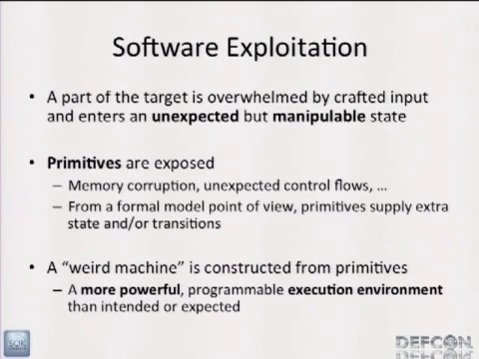So a part of the target is overwhelmed by, say, an input you manage to send to it, and it enters an unexpected but reliably manipulable state. So if you're thinking of Turing machines or finite automata or any one of those academic abstractions, you get more state than specified in the model. You get more transitions. You get a path through those states that's not expected to be there.